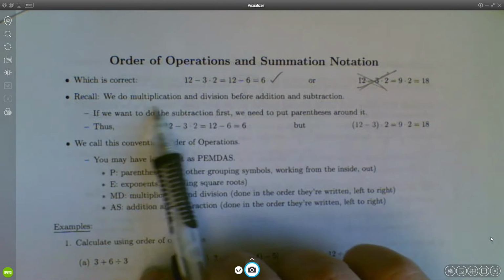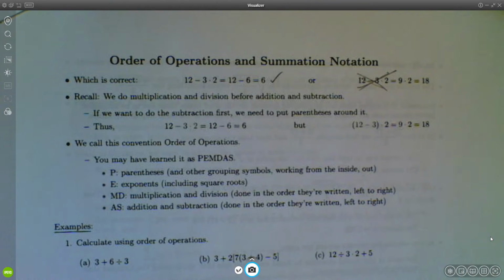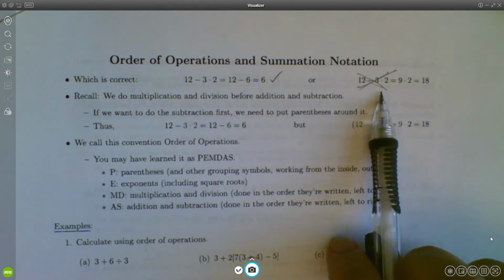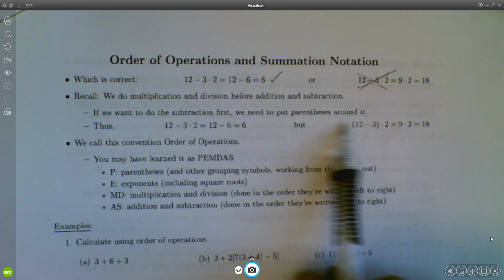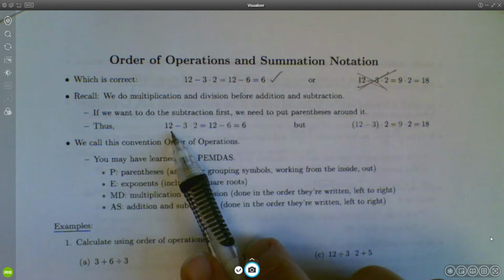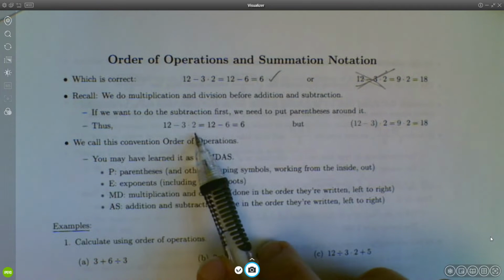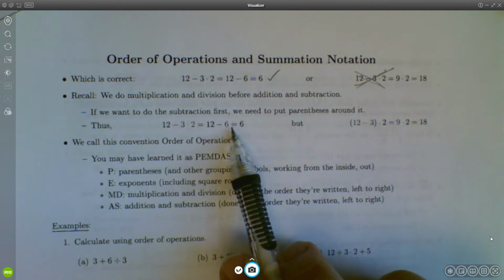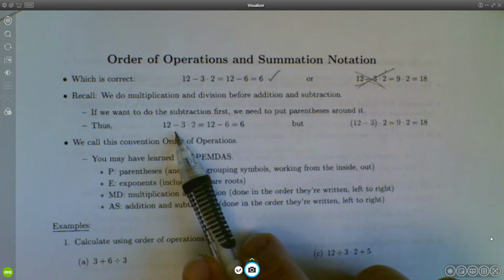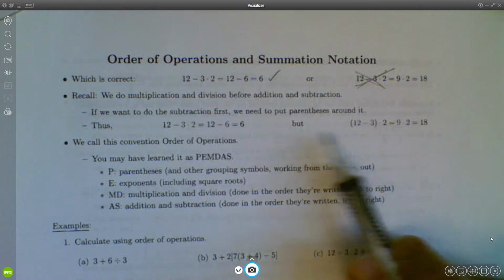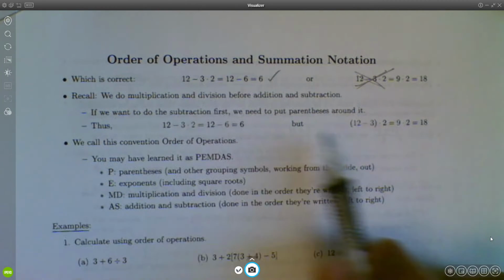So we do multiplication and division before addition and subtraction. If we wanted to do the subtraction first here, then what we would need to do is put parentheses around that subtraction. So 12 minus 3 times 2 written this way is 6, because we would have to do the multiplication first. But if we want to do this subtraction first, we can. We just have to put parentheses around it like this. Okay, so now both of these statements are true statements.